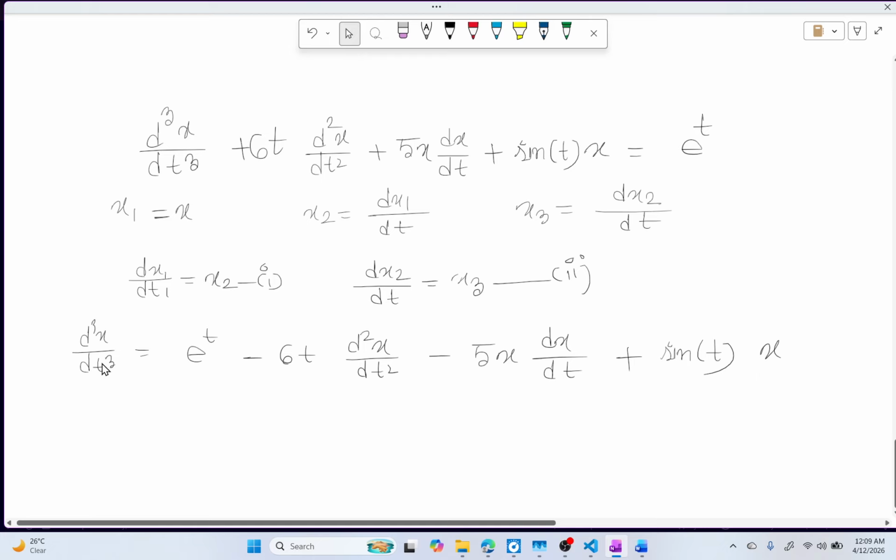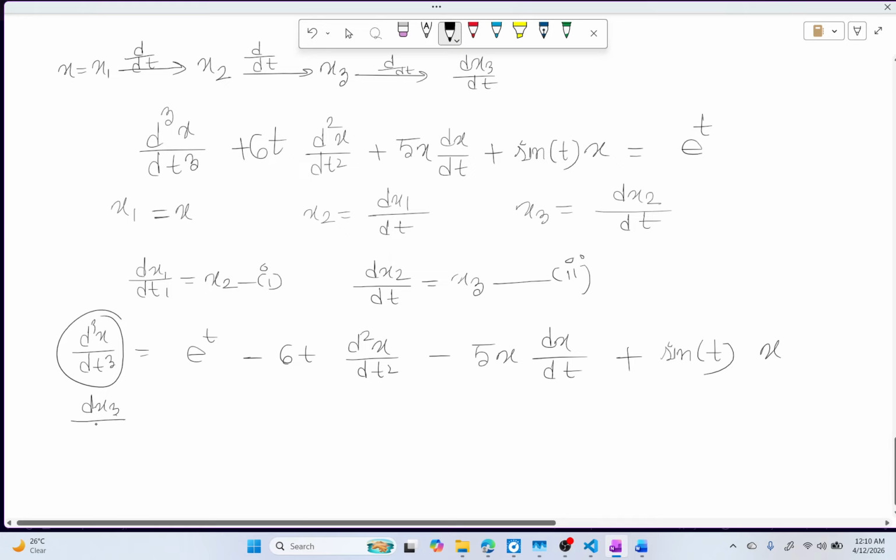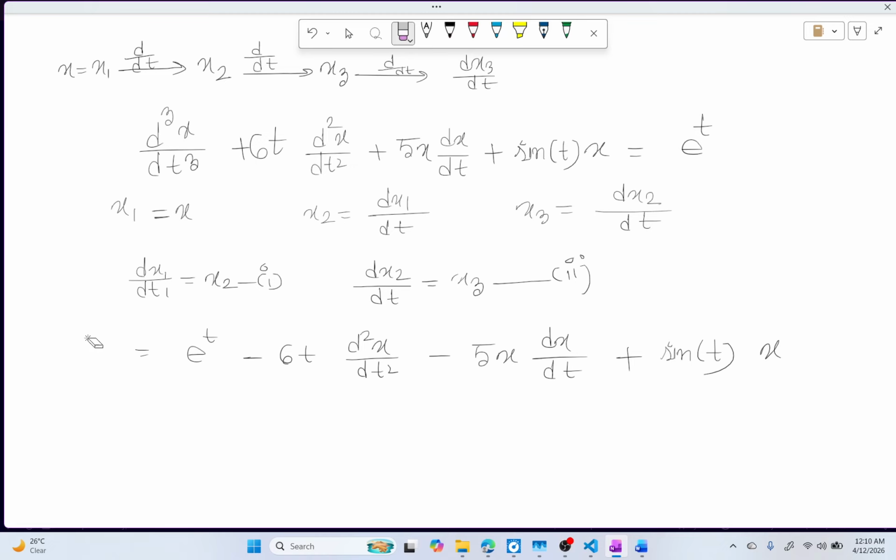So x is basically x1. If you take a derivative once, you will get x2. If you again differentiate, you will get x3. And if you again differentiate, you will get dx3 by dt. So this is basically the dx3 by dt. Then I have here, okay, I don't want to write it again. Let me write here dx3 by dt. Then this is e to the power t 60.